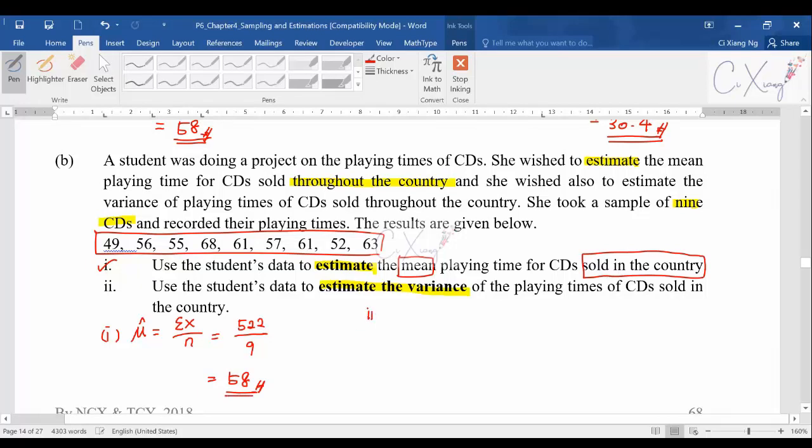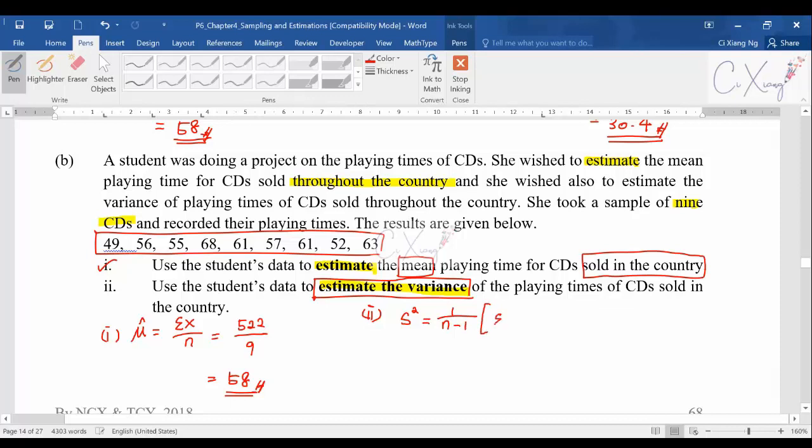All right, so for part number 2, they want you to use the 9 CD small group to estimate the variance of the CD sold in the country, to estimate the large group. So again, this is the estimation part. To calculate the value for estimation of the variance, there are 3 formulas here, right? Maybe I use the most basic one, which is the first one, 1 divided by n minus 1.